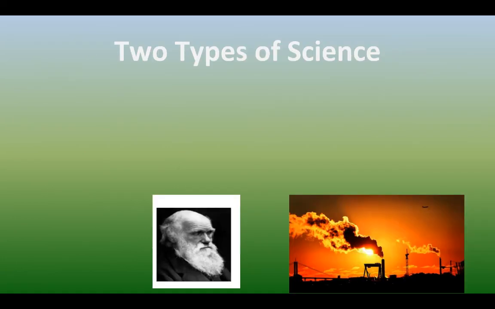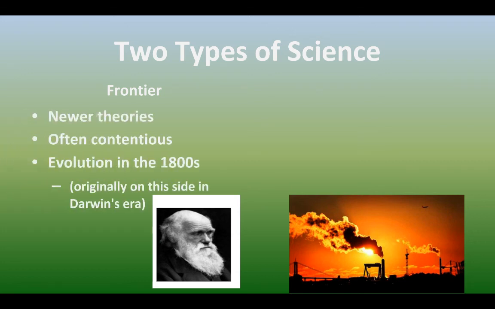And we're going to end up here, and there's two types of science. Our first one is the frontier. Think of when explorers or pioneers were moving west, they called that the frontier because everything was new and we didn't really know much about it. So these are the newer theories. When we say they're often contentious, that means there's a lot of skeptics out there. And notice evolution was on the frontier in the 1800s.